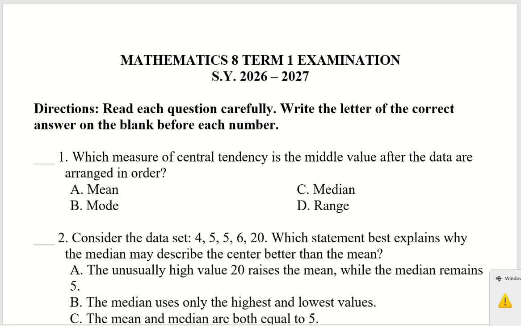Hi everyone. So for today, let's have the mock exam of mathematics for grade 8. Again, this is not the exact test that you will have. These are just reviewers lang po. Okay, so let's have number 1.